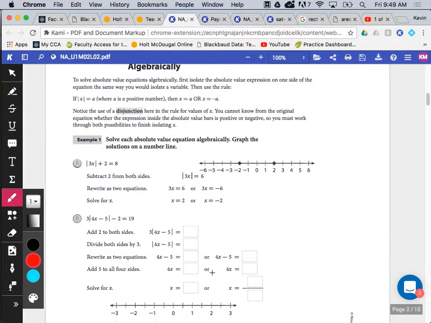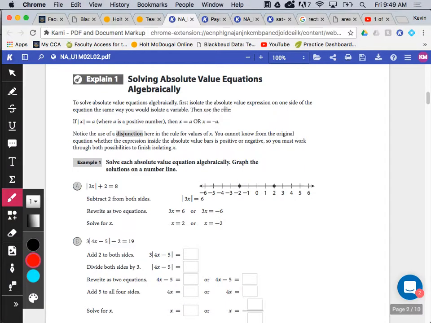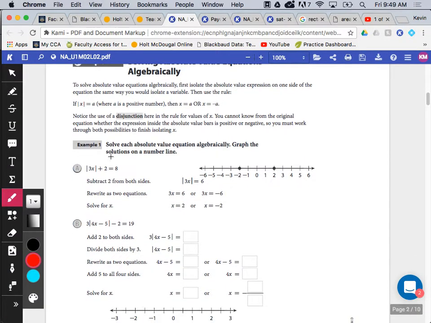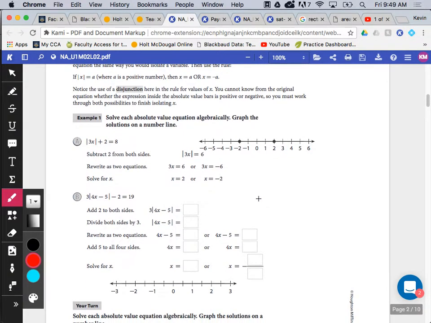Now, so here, if you want to go through it in your book, it says solving absolute value equations algebraically. It says solve each absolute value equation algebraically and graph the solutions on a number line. So it does this one here as an example. So let's do B.